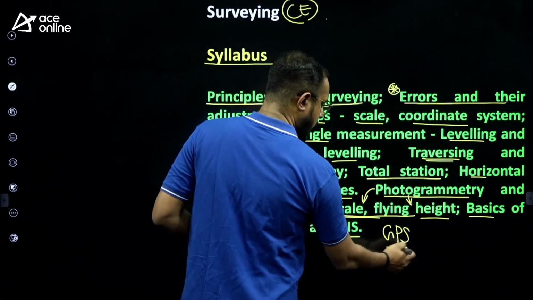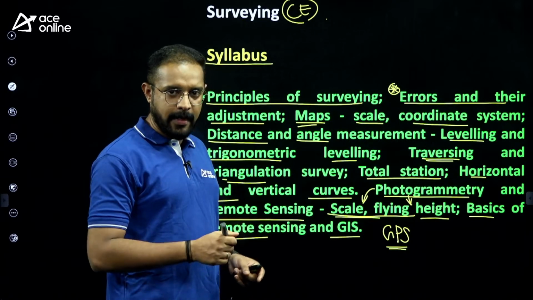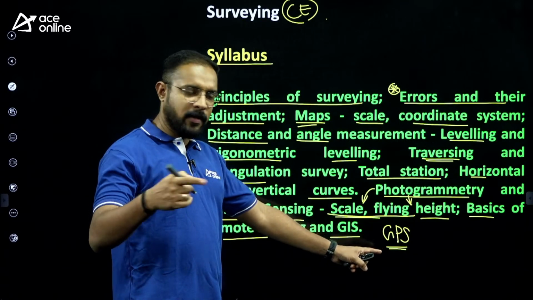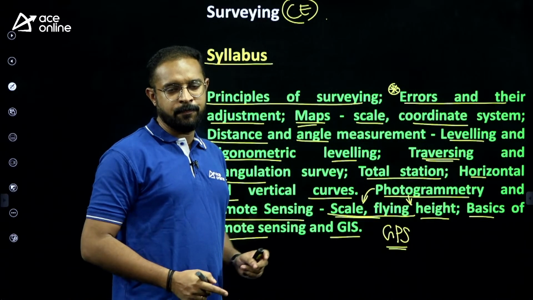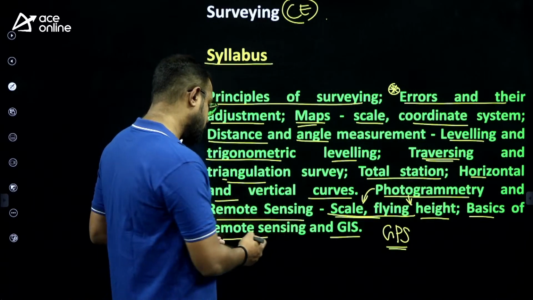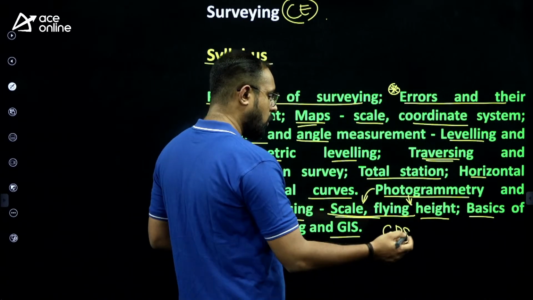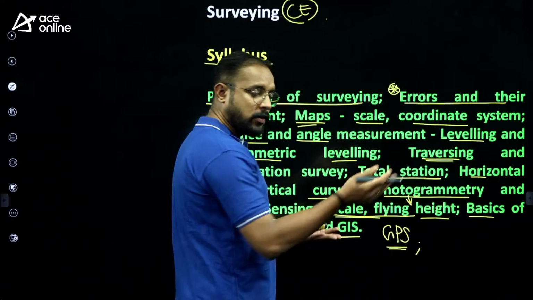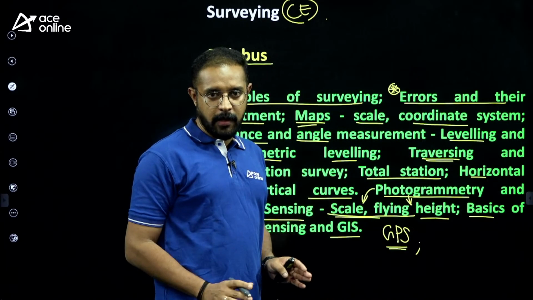Now, there was a recent change in the GATE syllabus, 2 years back. The only difference they made in surveying is that they removed the name GPS from the syllabus. But please understand, GPS is part of remote sensing. So don't come and say, sir, GPS is not mentioned in the syllabus, so do we have to study that or not? The answer is yes, you have to study.